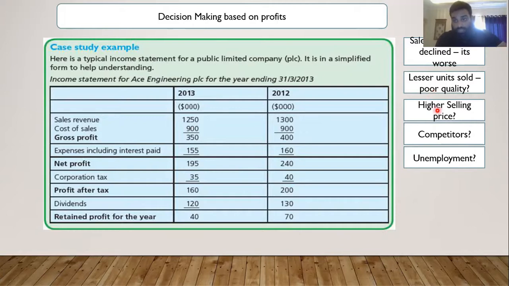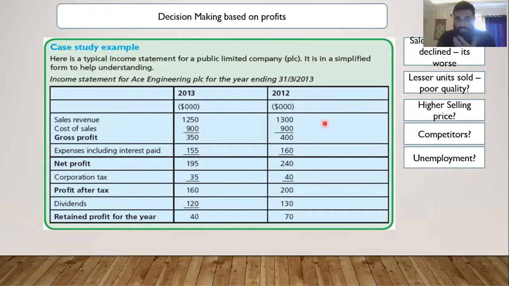Or if I am charging a higher price and my competitors are charging a lower price, then I need to match the price of my competitors. Perhaps because of this, I'm losing sales and sales revenue. So there can be a lot of decisions that we can suggest, a lot of recommendations, but based on the true reason.